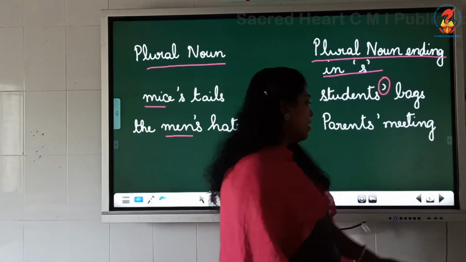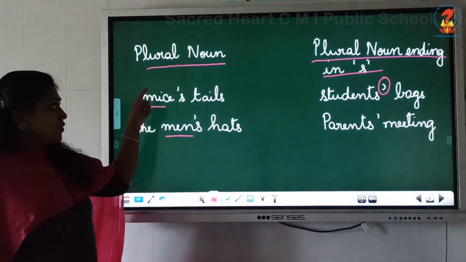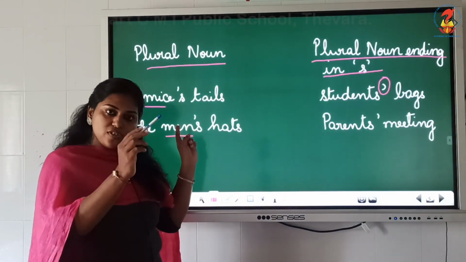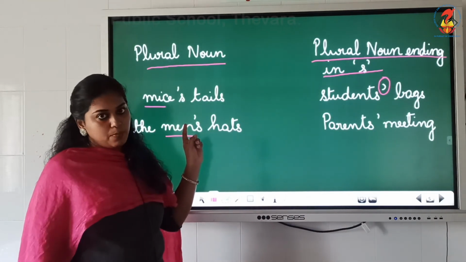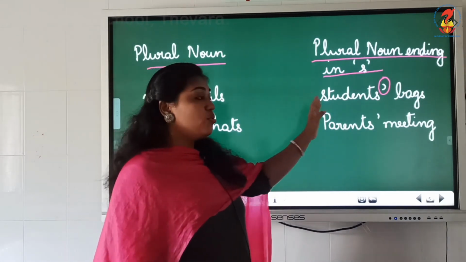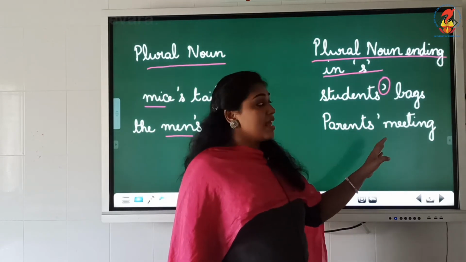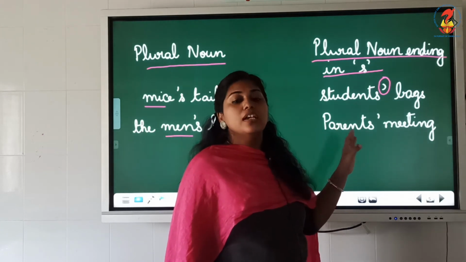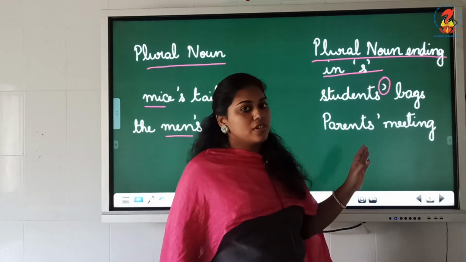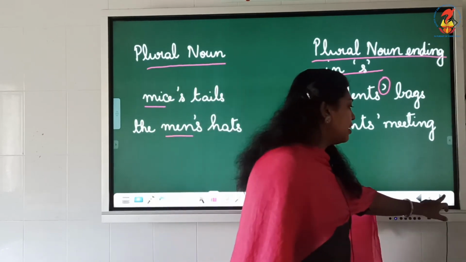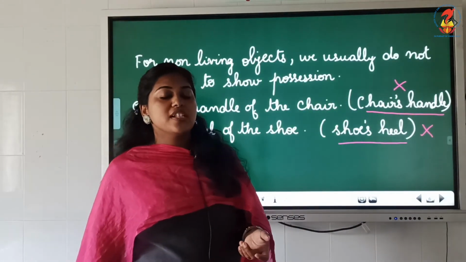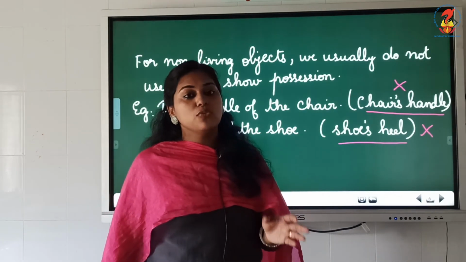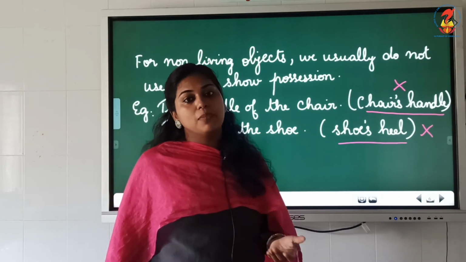In the same way, for a plural noun, if it is ending without s, there we can put apostrophe and s to indicate the possession. Whereas, if it is a plural noun that is ending in s, then you have to put only the apostrophe to indicate the possession. You do not have to repeat s. Understood? Other than that, for non-living objects, we do not use apostrophe to show the possession. Instead, we use the group of words to show the belongingness.